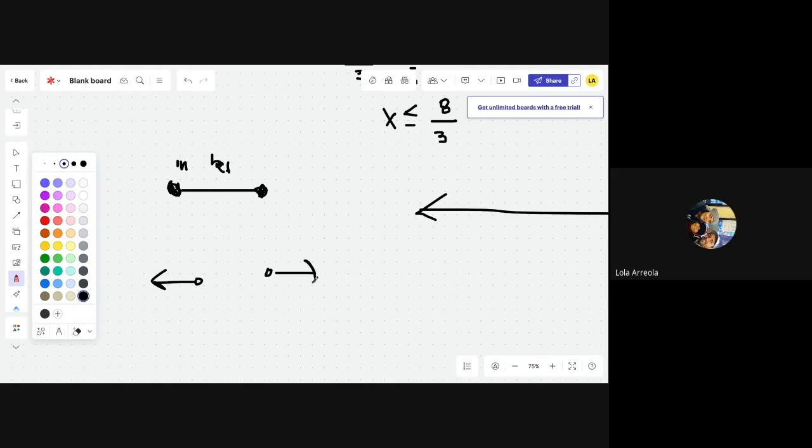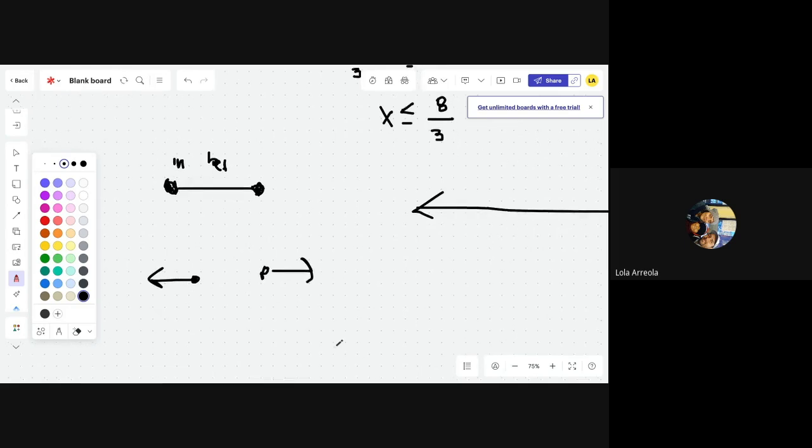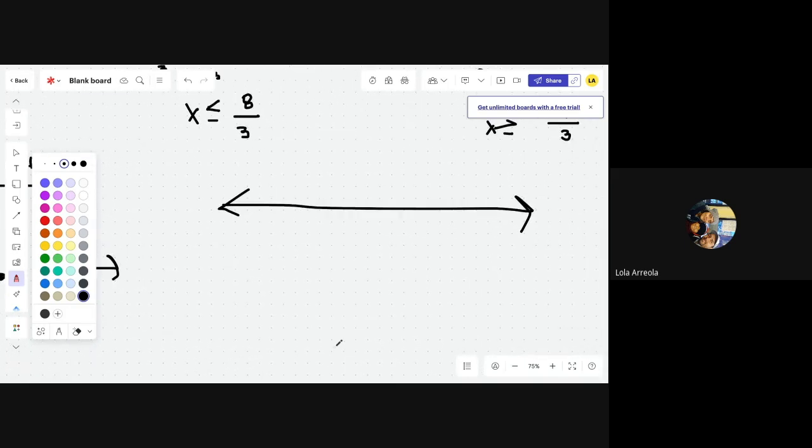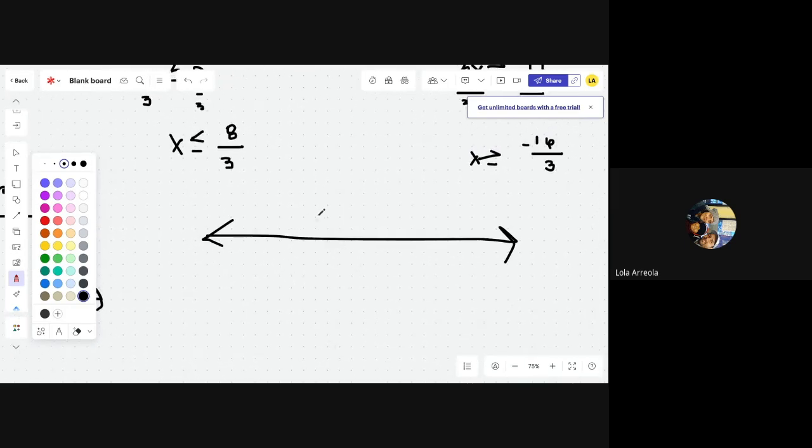scenario. I have to watch out. I've got to be careful what scenario I have. Again, these circles could be open or closed depending on the problem. But what are these scenarios? So I've got to be careful. When I write 8/3 and -16/3, I also have to write them in order, how they would actually appear on a number line.